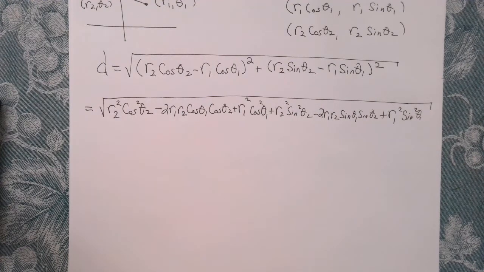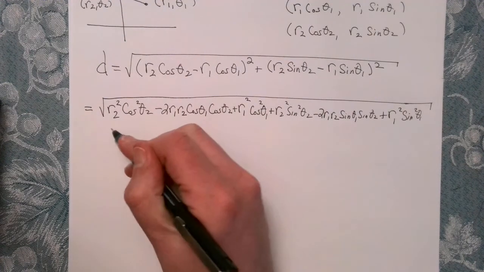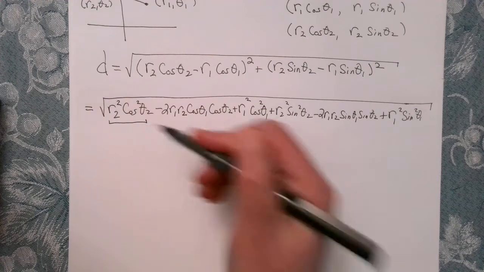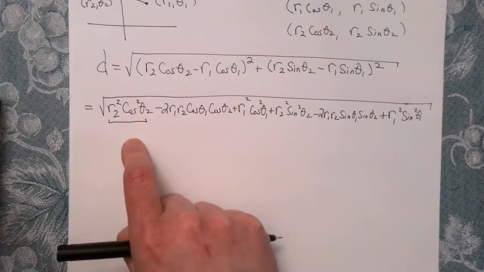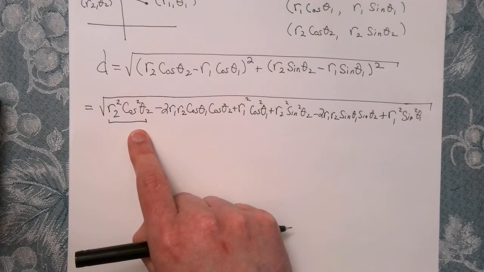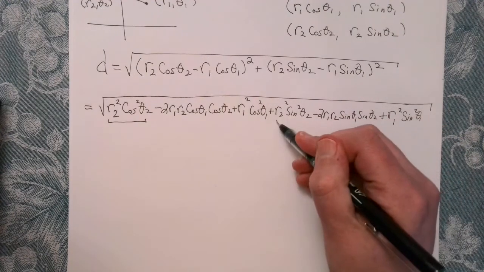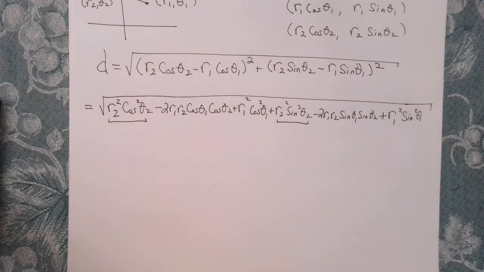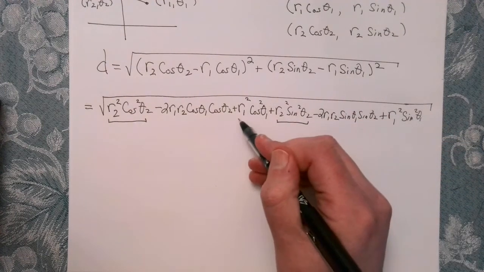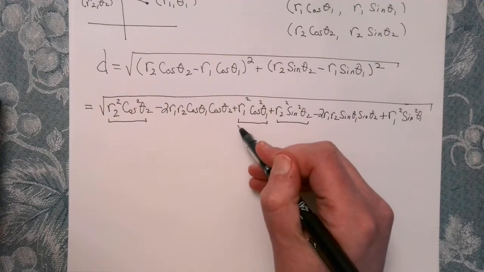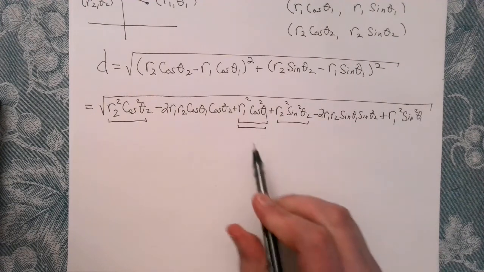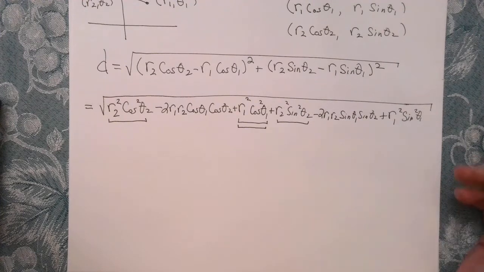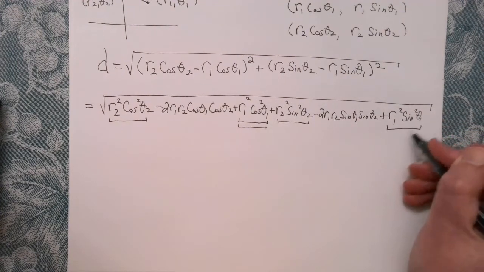So let's see if we notice anything nice. Does this have a companion with a sine squared of theta 2? It does. That's nice. That makes me happy. And let's look right here. Does this have a companion with a sine squared of theta 1? And in fact it does. That seems nice as well.